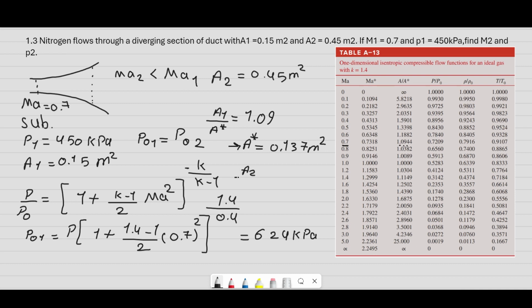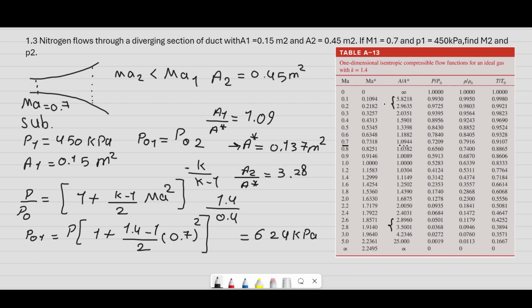Now that we have A star, we can find the same ratio for our outlet, which is equal to A2 over A star. And if you divide 0.45 by 0.137, you see that it's going to be equal to 3.28. And if we go through this table, we see that we can find 3.28 both here and here. And since our flow is subsonic, as we said in the beginning, and Mach number in the outlet has to be smaller than 0.7, we can only choose this answer.